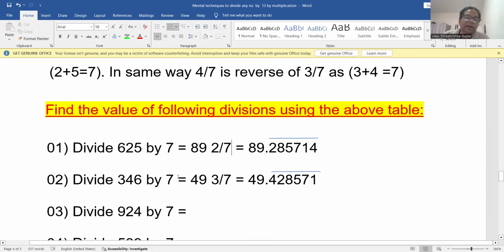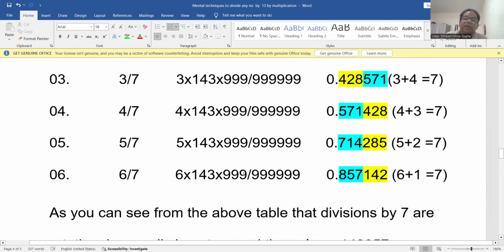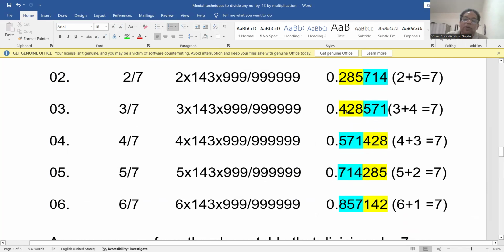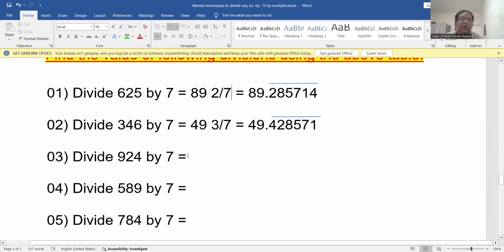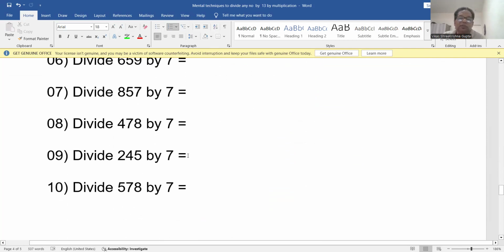In the same way, if I divide 346 by 7, I get the answer as 49 as the quotient, and then 3 by 7 is the proper fraction. And this number, 49 and 3 by 7, is a mixed number. So I write the value of 3 by 7 from the table, which is 428571. So I write this value. In the same way, you can do all these divisions for practice purposes.